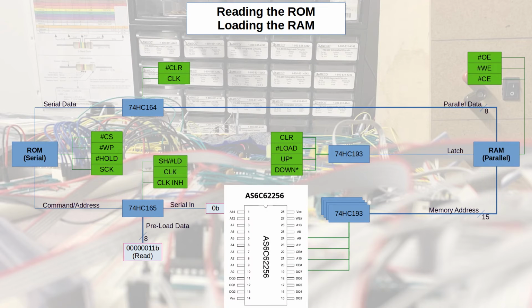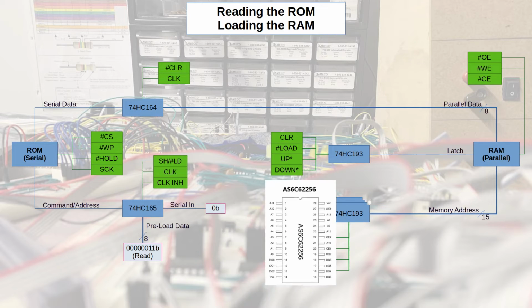The last IC here is the RAM IC, the AS6C62256. That has 3 signals of interest. One is output enable, one is write enable, and one is chip enable.